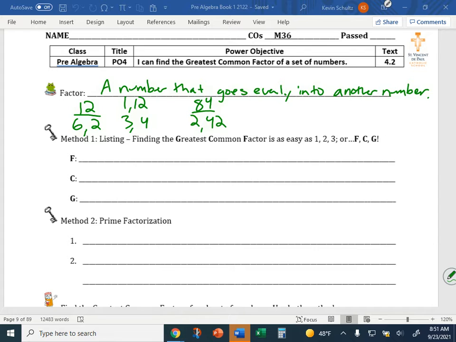Okay. Another factor pair of 84. Kate? 4 and 21. Cade? 84. Yes, someone's got to say that one. 1 and 84. Jack? 3 and 28. 2 others.